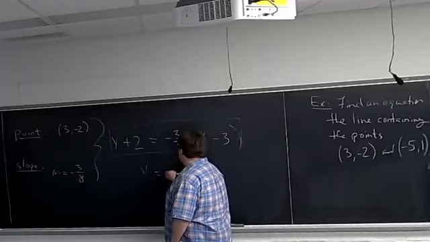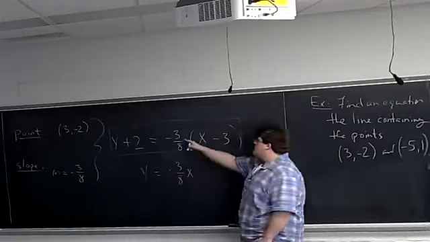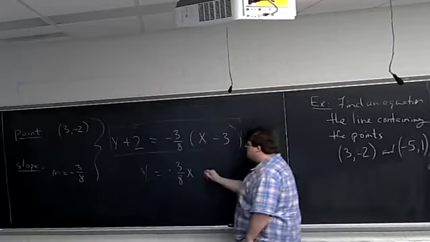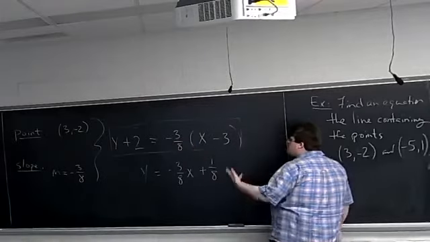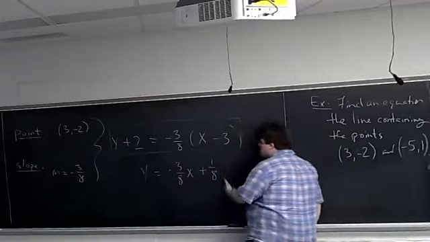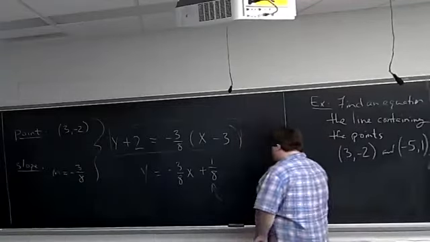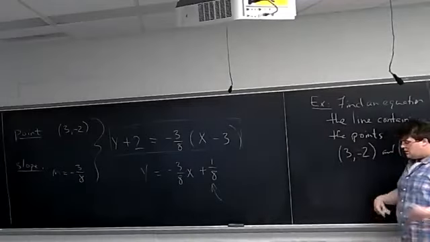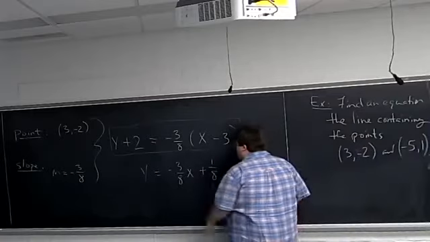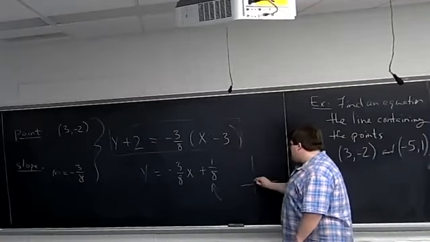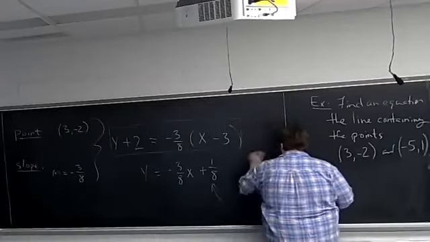If you wanted to distribute this through, that times that is +9/8. -3/8 times -3 is +9/8, subtract 2 gives you +1/8, if you wanted to. The reason slope-intercept form is useful is because it tells you how you can graph the line, by taking the y-intercept and then taking a direction. In this case, I guess it's a negative slope.